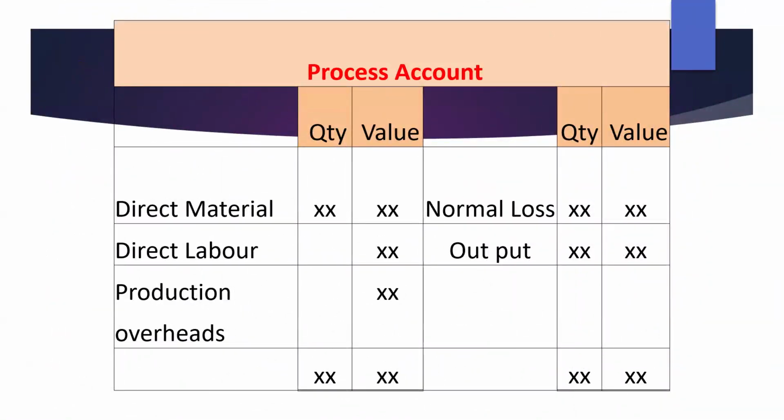Now, let's see the format of the process account. So you can see the debit side and credit side. In the debit side, we have direct material, direct labor, and production overheads. In other words, manufacturing overheads. On the other side, you know the output is in the credit side, and there is something new for you, that is the normal loss.